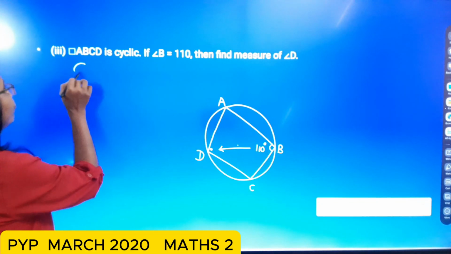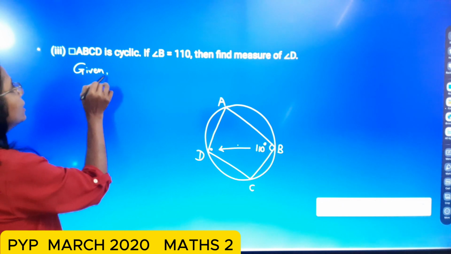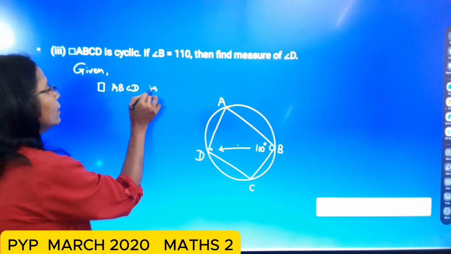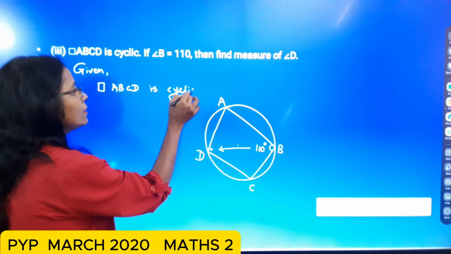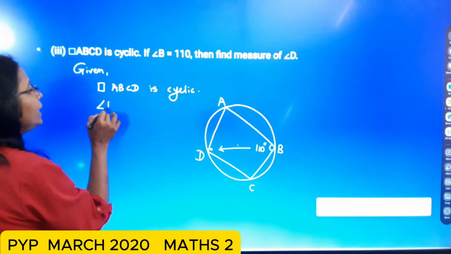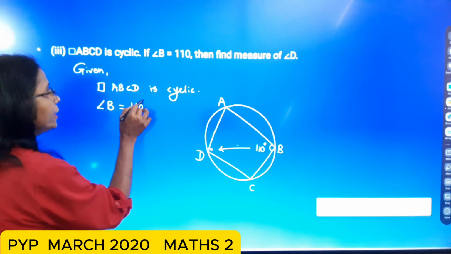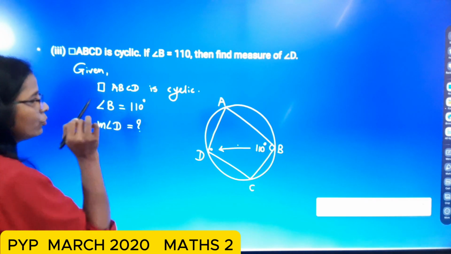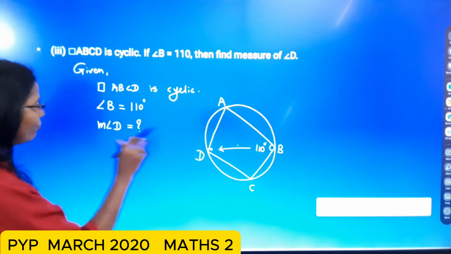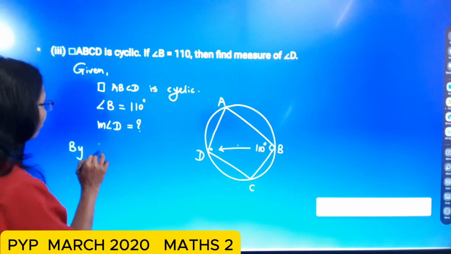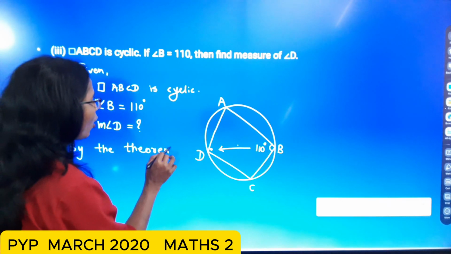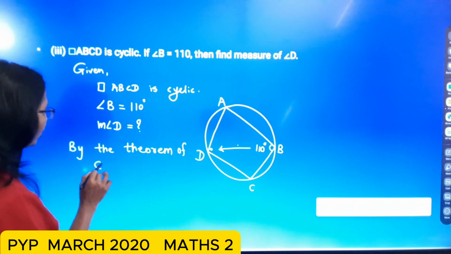So now here first you write down the given, that is quadrilateral ABCD is cyclic and angle B is equal to 110 degree and you have to find measure angle D is equal to question mark. So now here we write, by the theorem of cyclic quadrilateral.